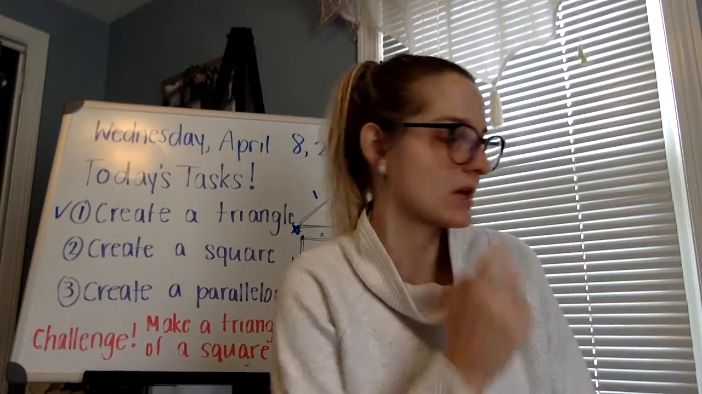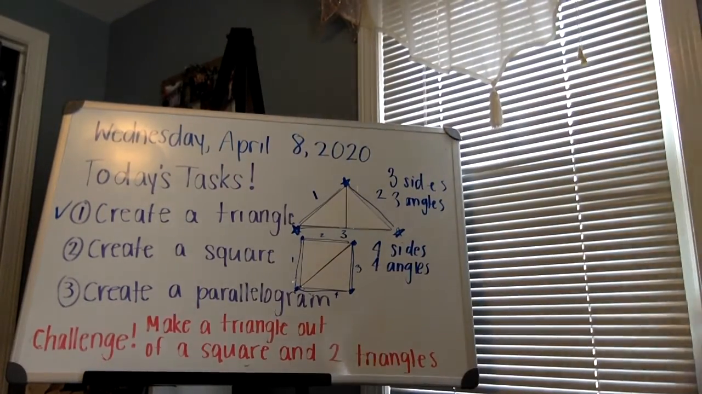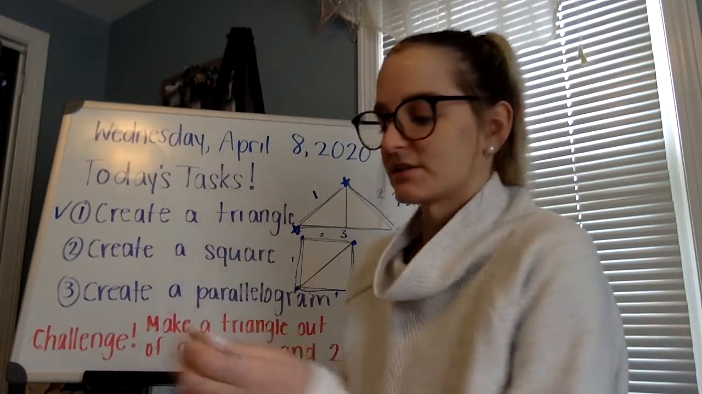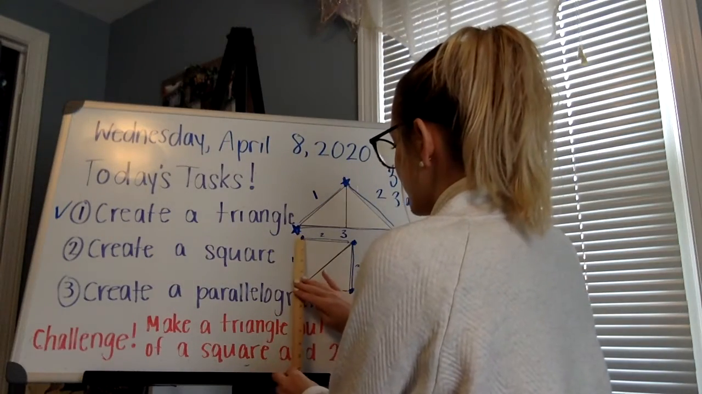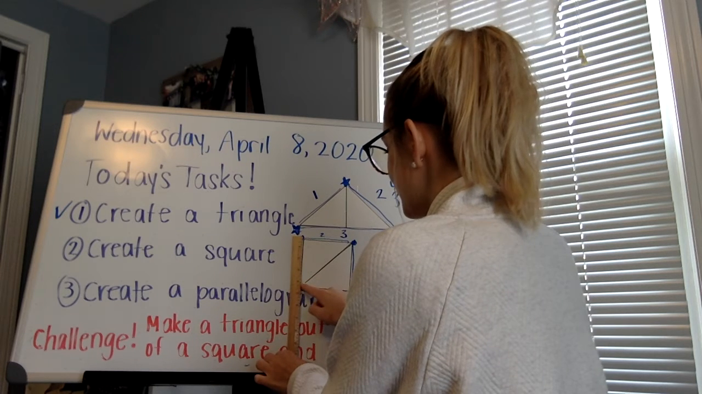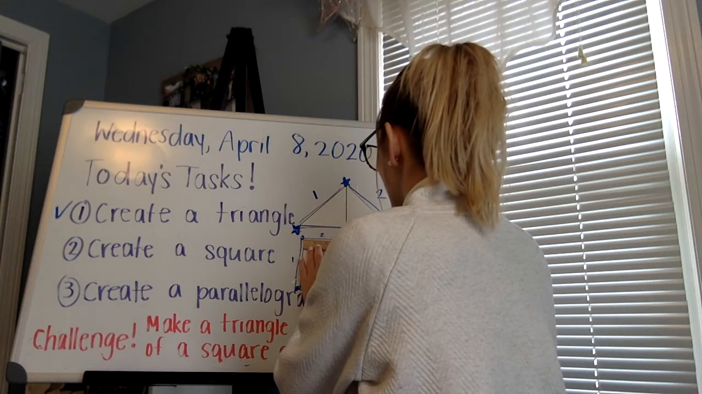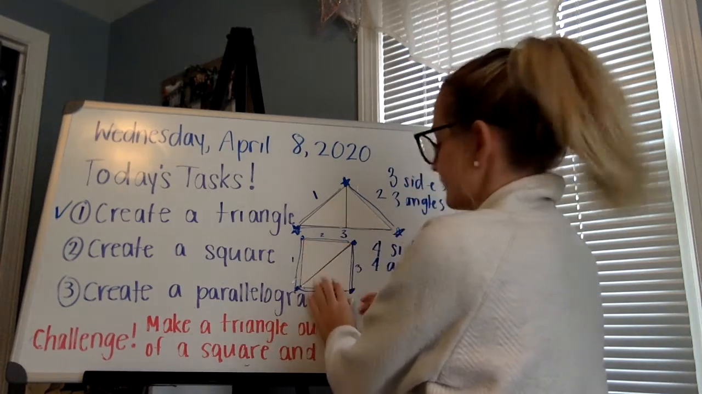but let's also make sure that our sides are the same length. Let me grab a ruler. Okay, let's make sure our sides are the same length. Okay, this side of this square is about like 4 inches, maybe 4.5. This side is 4.5. Oops.